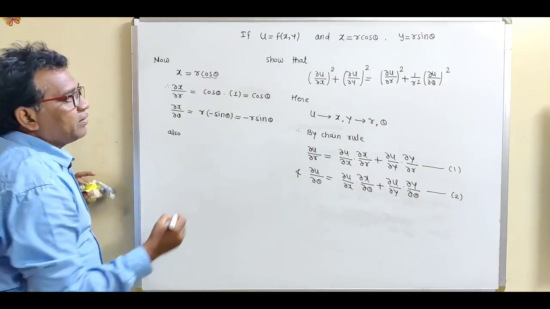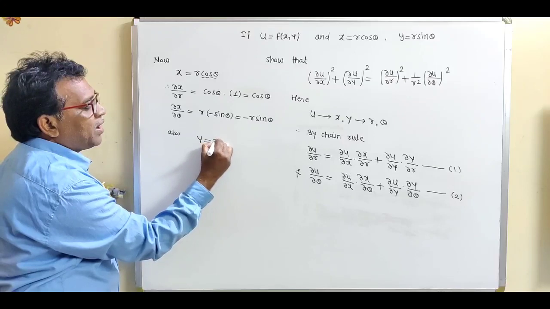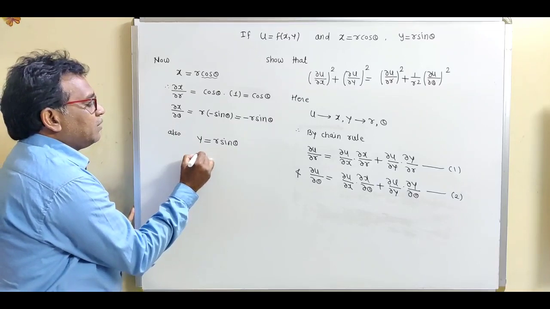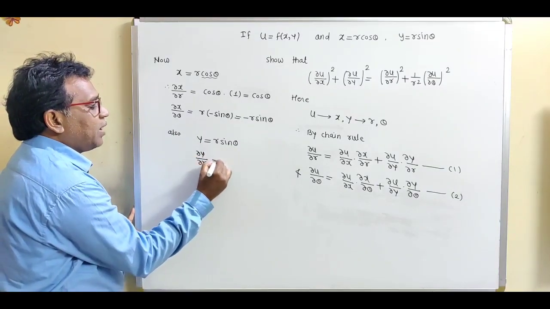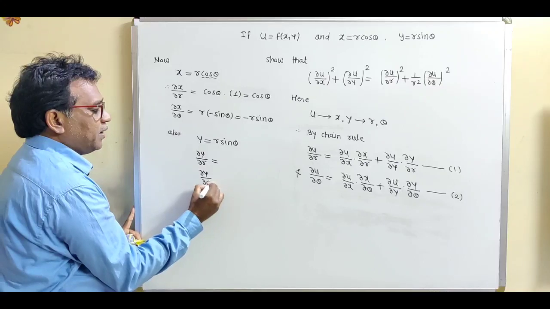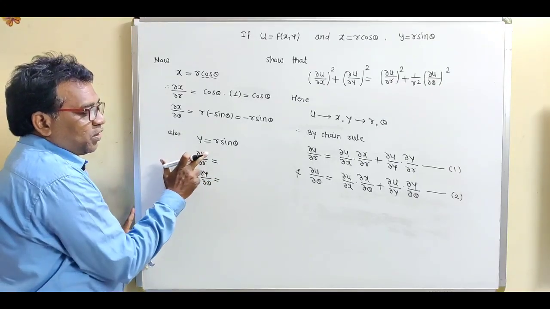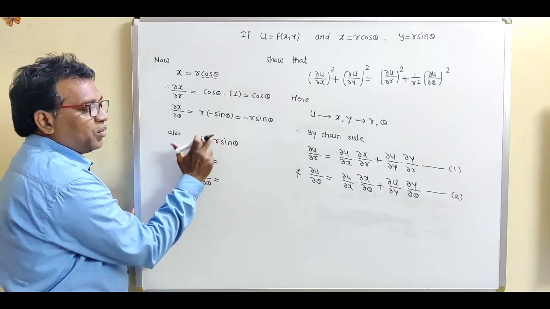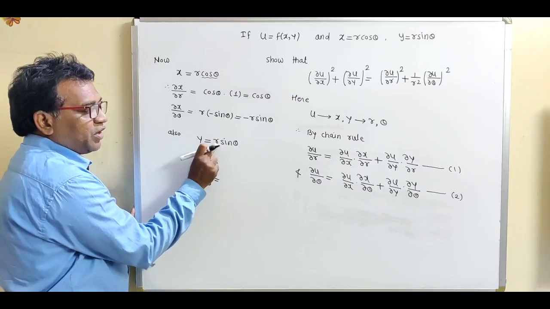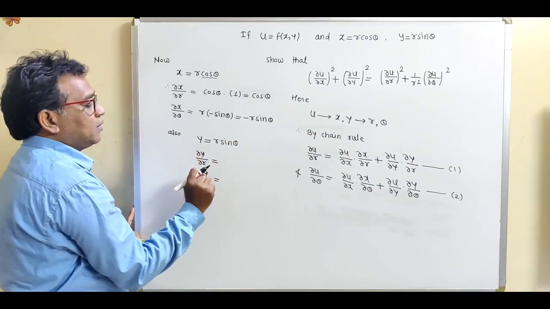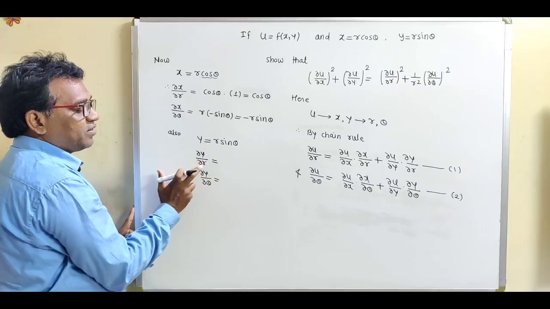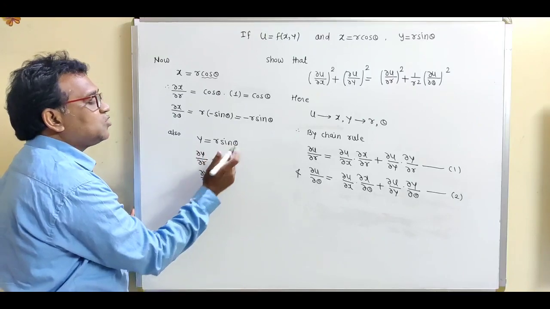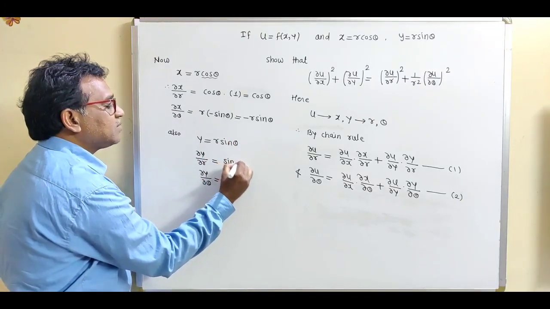Write down the value for y. Also y is equal to r sin theta. So from y, find the partial derivatives del y by del r and del y by del theta. Differentiating y partially with respect to r, just find the derivative of r only, keeping theta constant. So the derivative of r is 1, and this sin theta is a constant term.